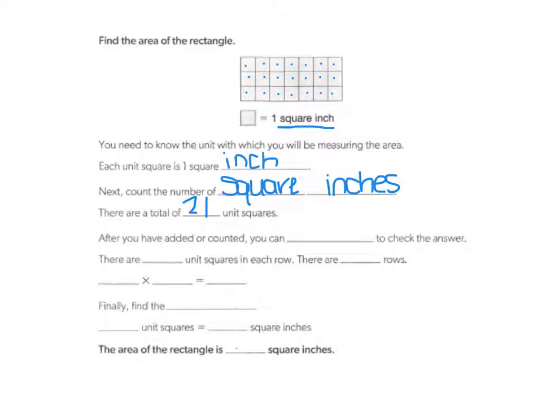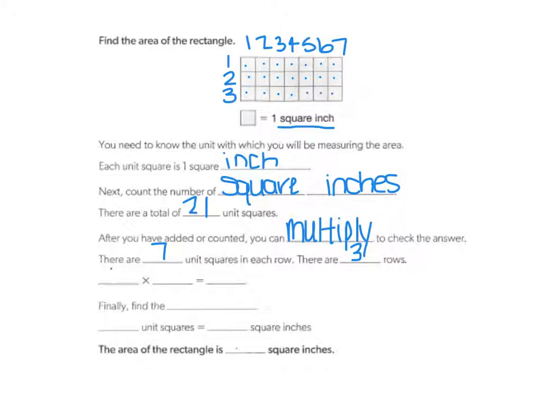After you added or counted, you can multiply to check your answer. There are blank unit squares in each row. I see 1, 2, 3, 4, 5, 6, 7. There are blank rows. 1, 2, 3. 3 rows. So I would multiply 7 times 3, which equals 21.